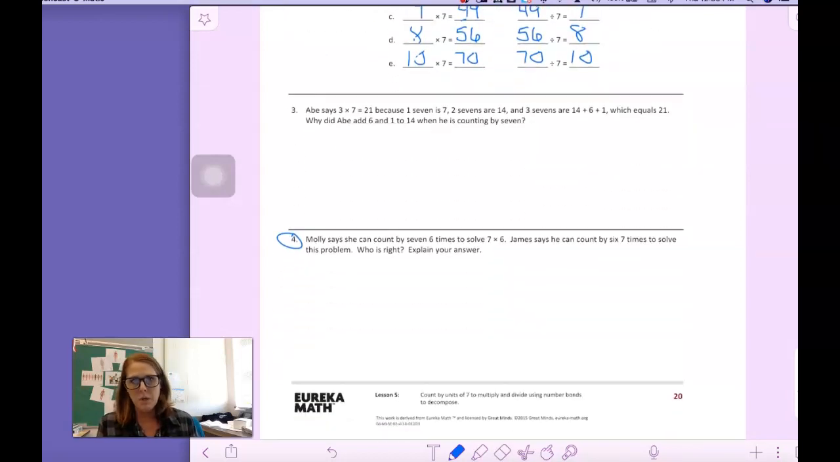Let's go down to number 4. Number 4 says, Molly says she can count by 7 6 times to solve 7 times 6. James says he can count by 6 7 times to solve this problem. Who is right? Explain your answer. So is counting by 7 6 times, 7 times 6, the same as 6 times 7? They are both correct.